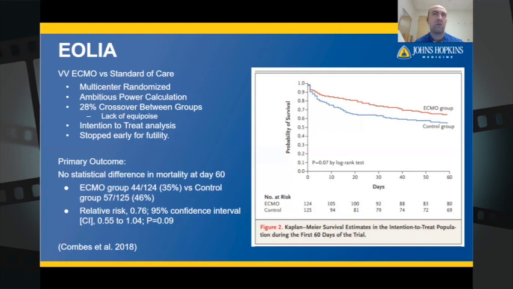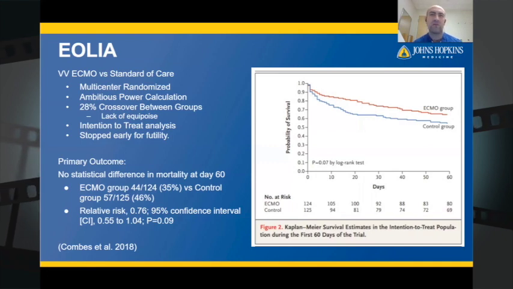The treatment arm was VV-ECMO for patients with a PF ratio less than 150 for more than 3 hours, or less than 80 for more than 6 hours, or a pH less than 7.25 for greater than 6 hours, despite standard of care. Cannulation was a femoral drainage with a right IJ return cannula.